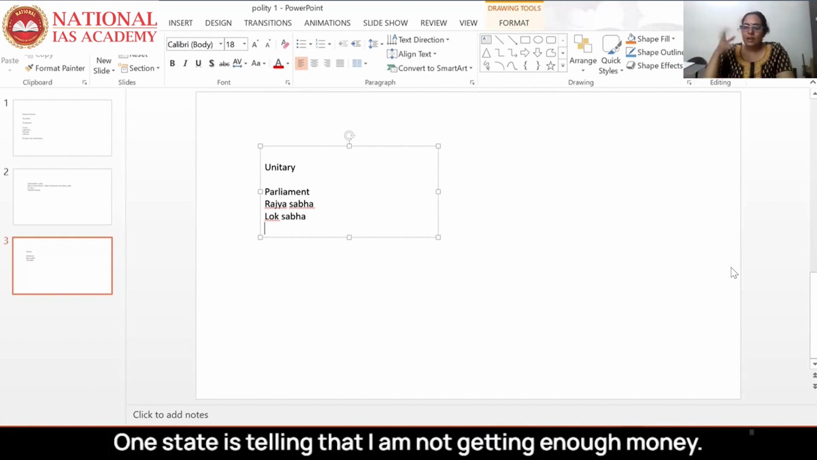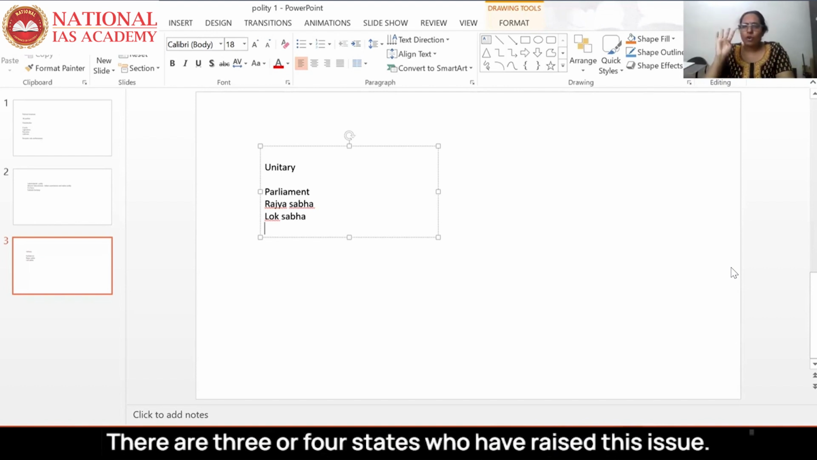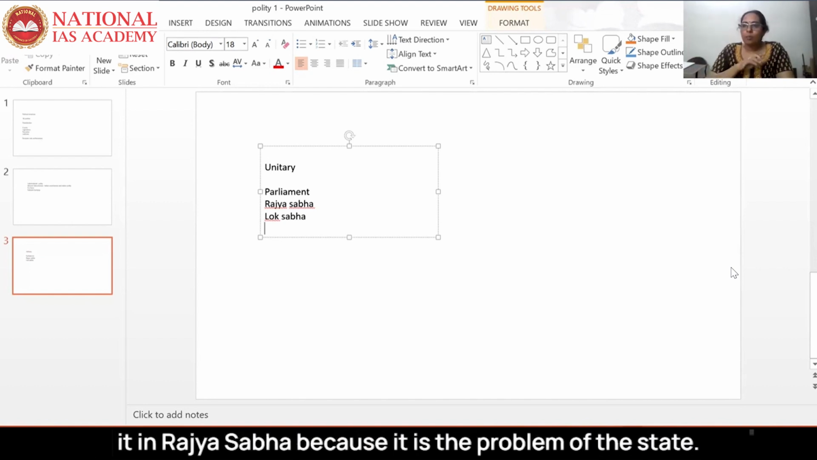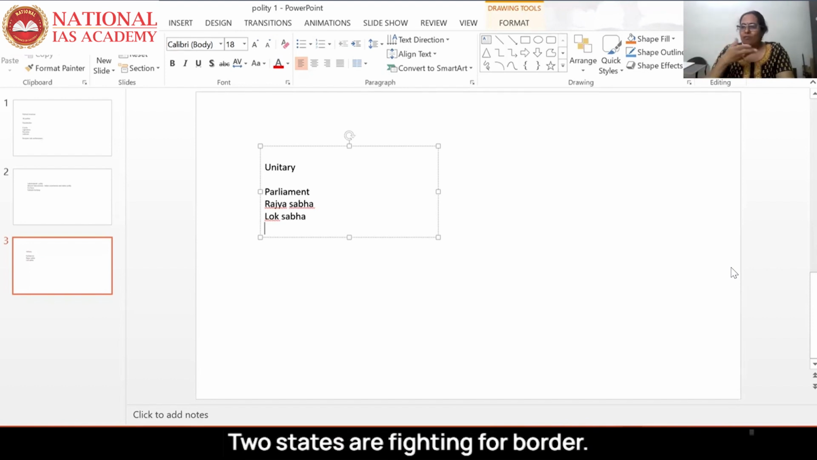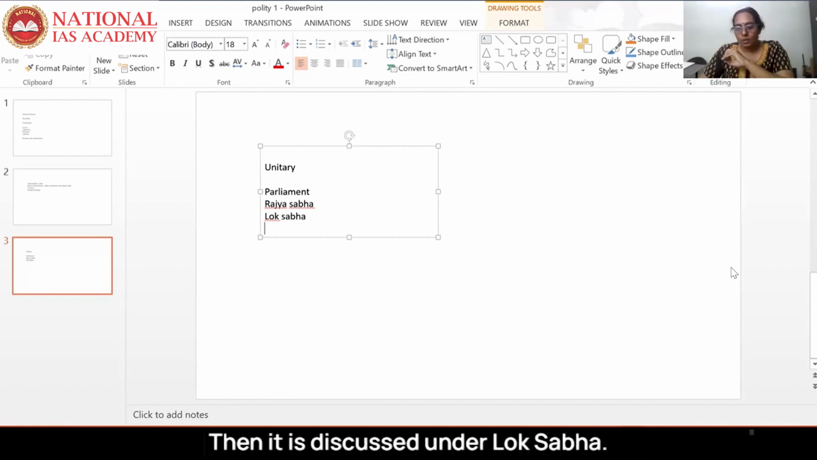One state is telling that I am not getting enough money. Another state is telling that I am not getting enough money. There are 3 or 4 states who have raised this issue. So those 3 or 4 states have to talk about it in Rajya Sabha because it is the problem of the states. Two states are fighting for border. If you have a problem which concerns the entire country, then it is discussed under Lok Sabha.